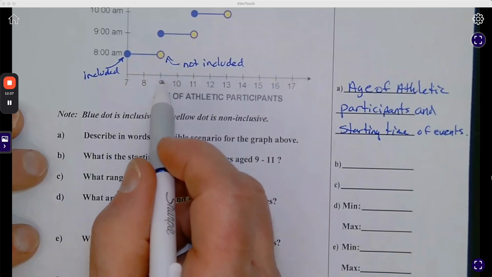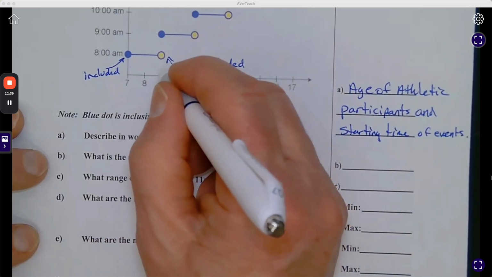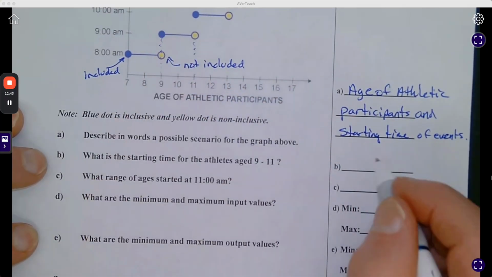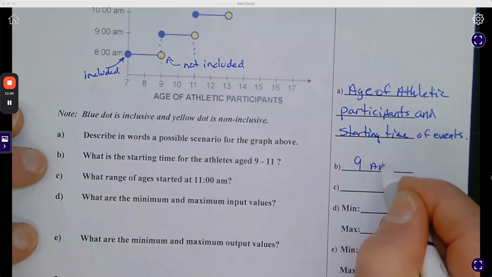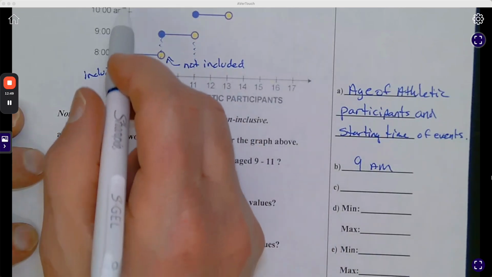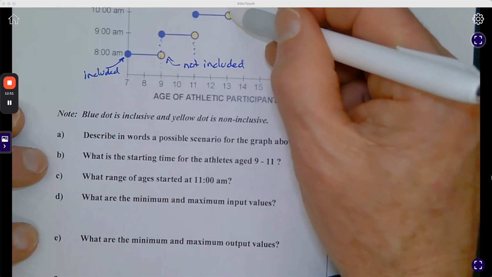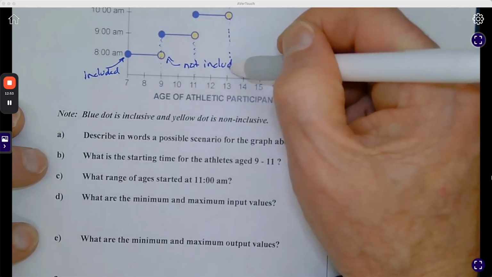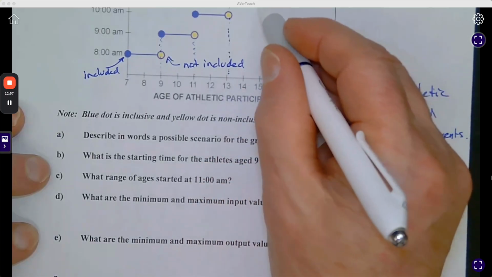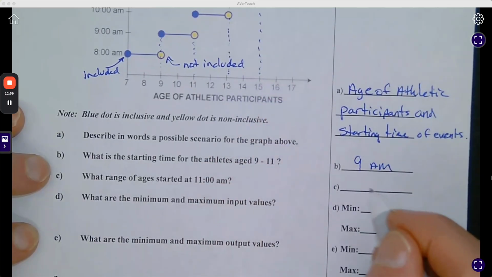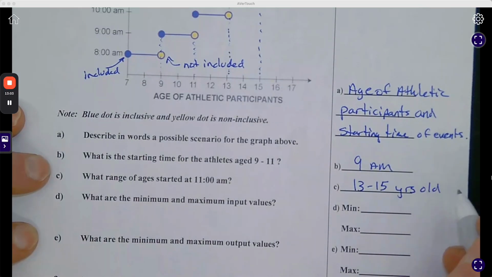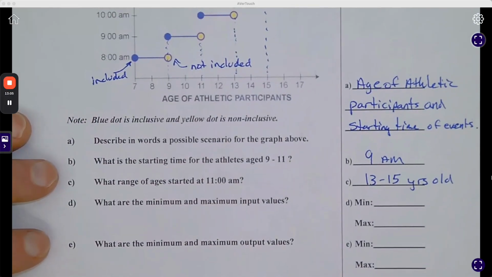B, what is the starting time for the ages 9 to 11? Well, here's ages 9 and 11. So that goes there and there. They started at 9 a.m. What range of ages started at 11? Well, here's 11. And they started at what age? So 13 to 15 years old. Make sure you do those unit of measurements.